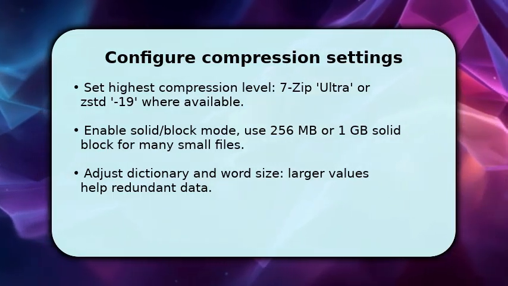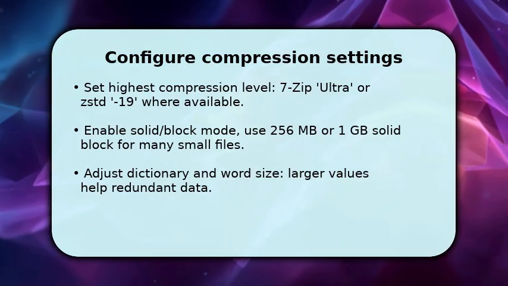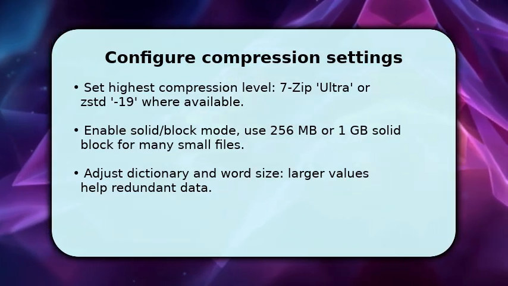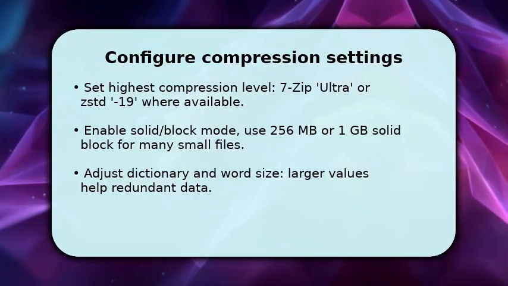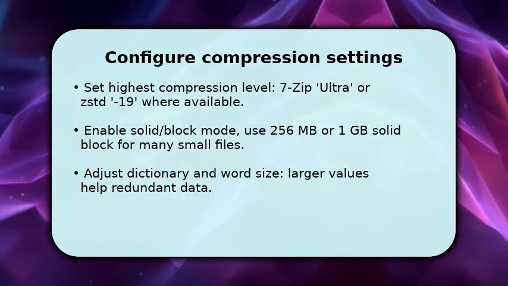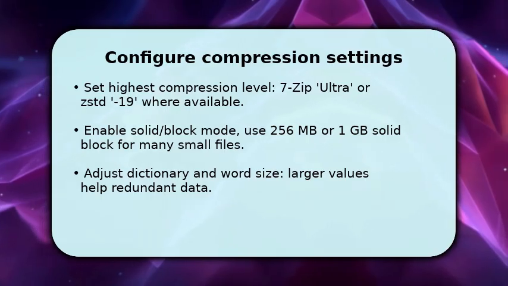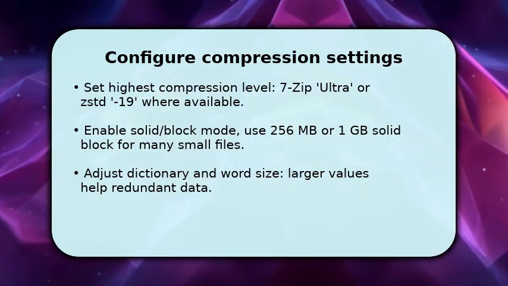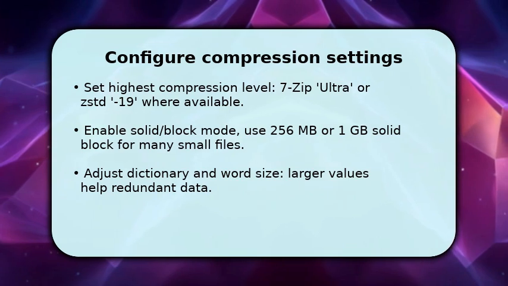For many small files, use a 256 MB to 1 GB block. Make sure to increase dictionary and word sizes when dealing with large, repetitive datasets. This improves ratio. Also, choose multi-threading if available for speed, but know it slightly raises memory.